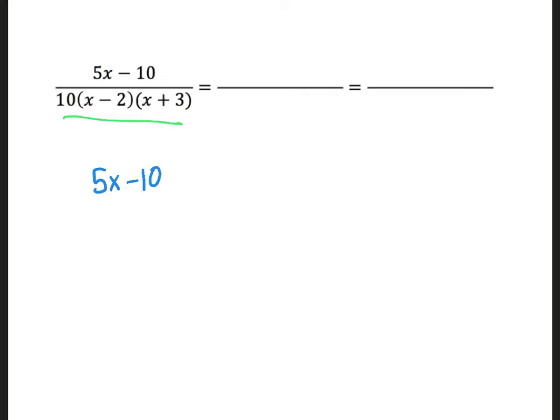So I'm going to say, what's my greatest common factor? So what can I divide 5x by? What can I divide 10 by? Well, I know I can divide 5 by 5. I can divide 10 by 5. So that means my GCF is going to be 5. I'm going to put that up on top for now.